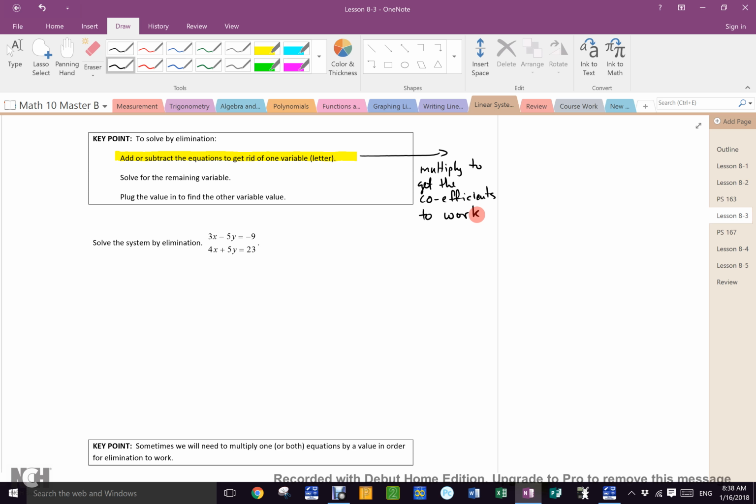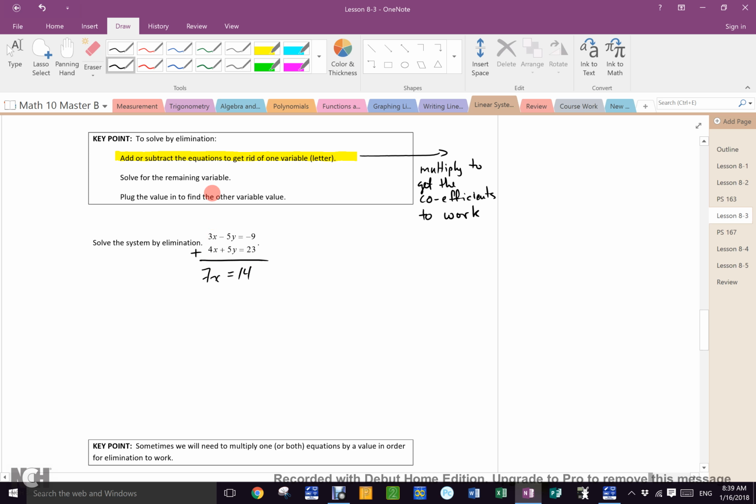Which one? Y or X? Y. So if I put these together by addition, the Y is going to disappear, isn't it? What is 3x plus 4x? 7x. Negative 5 plus 5 is 0, so it's gone. And what is negative 9 plus 23? 14. Now, that's the first step.